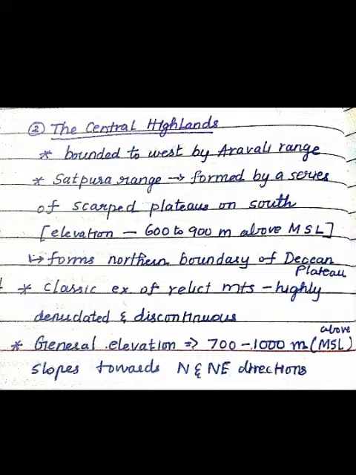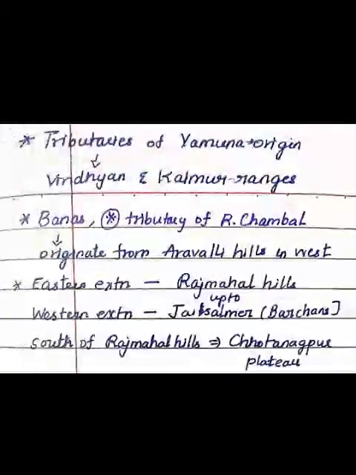They are a classic example of relict mountains, and they are highly denuded and discontinuous. The general elevation of these Central Highlands is 700 to 1000 meters, whereas for the Satpura Range it is 600 to 900 meters. They slope towards the north and northeast directions. The tributaries of the Yamuna originate from the Central Highlands, especially from the Vindhyan and Kaimur ranges.